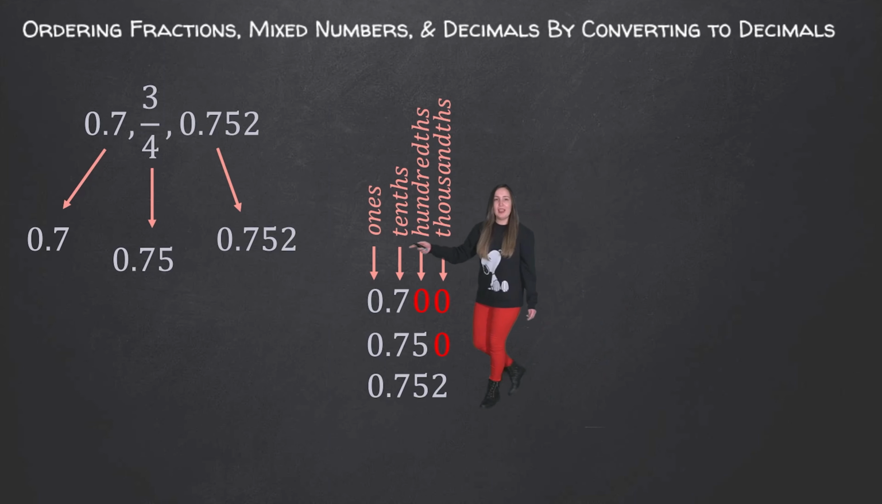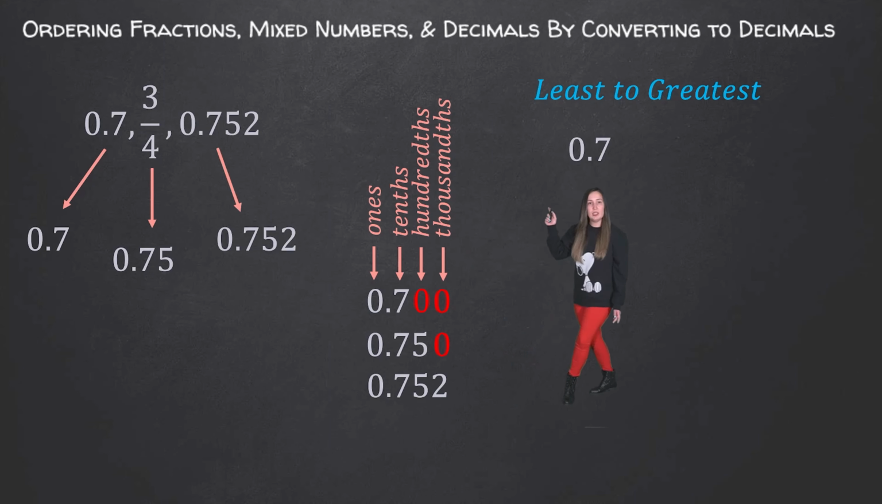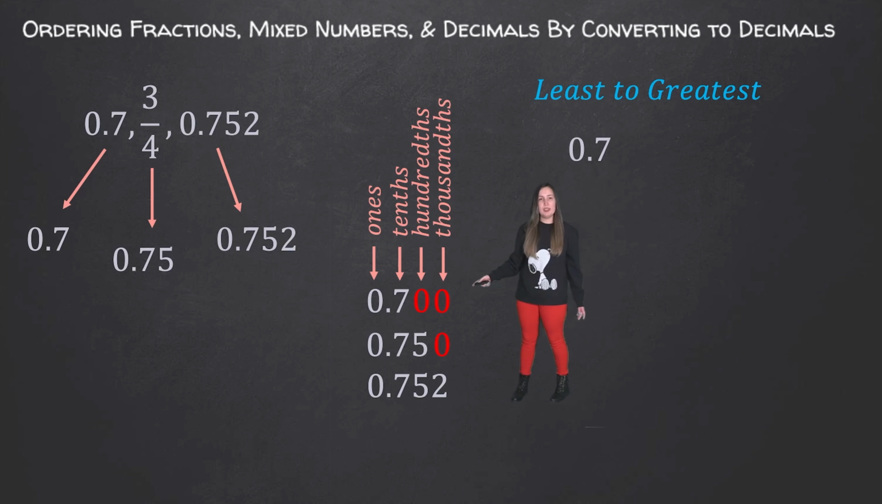If we look at the ones place, all of them have zeros, making it difficult to compare. Then we're going to go ahead and look at the tenths place. But they're all 7, so that makes it difficult to compare as well. And then we look at the hundredths place. We have 0, 5, and 5, automatically making 7/10 the smallest value because it has a 0 in the hundredths place, whereas the other numbers both have 5.